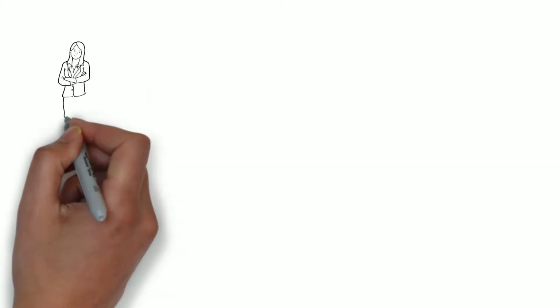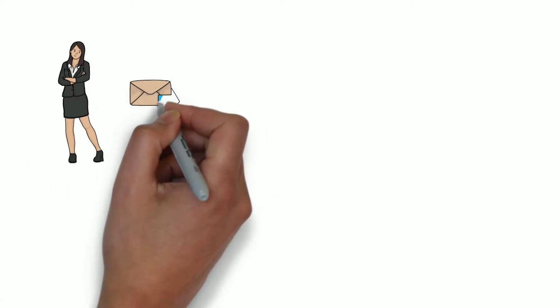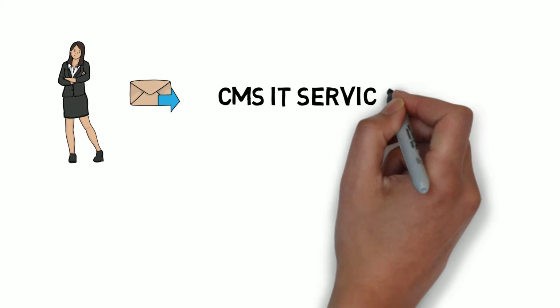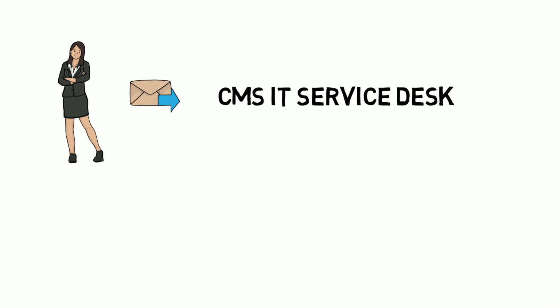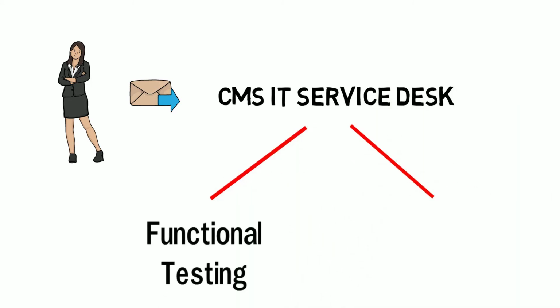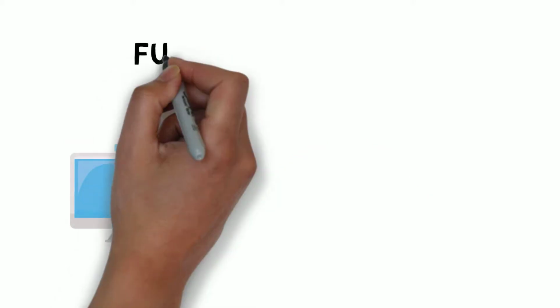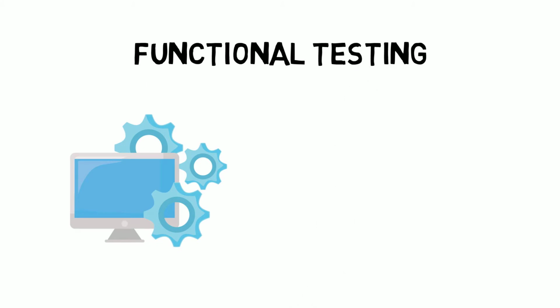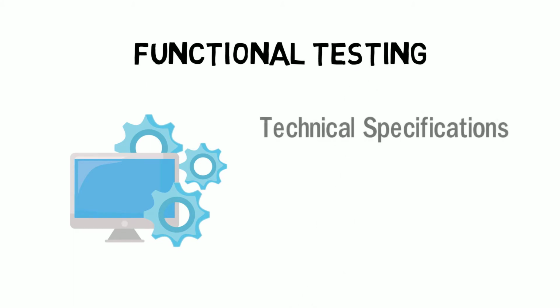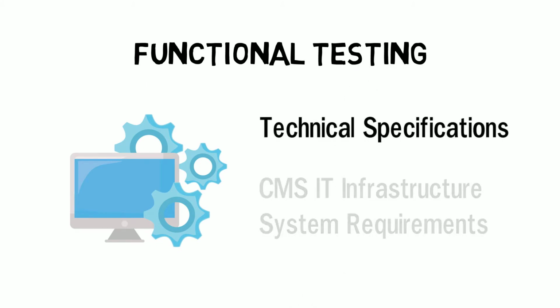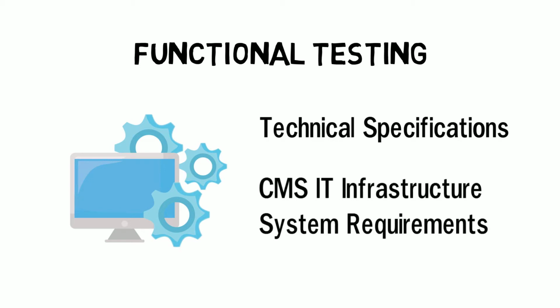If you are a business owner and you have a new software application, you will first send a request through the CMS IT Service Desk. From there, it moves to both functional testing and Section 508 testing. For functional testing, the software or application is tested for its functionality to see if it meets the desired technical specifications and system requirements at CMS.